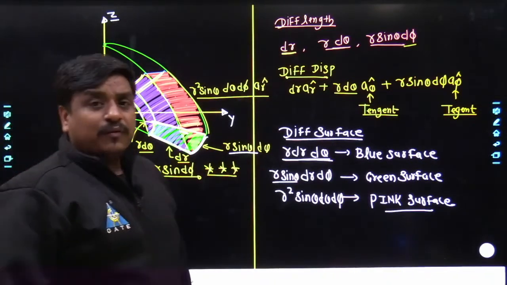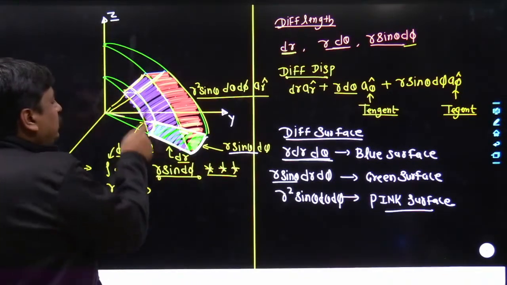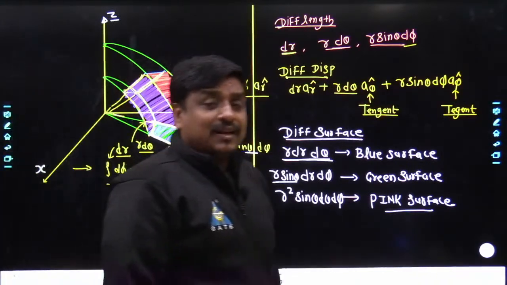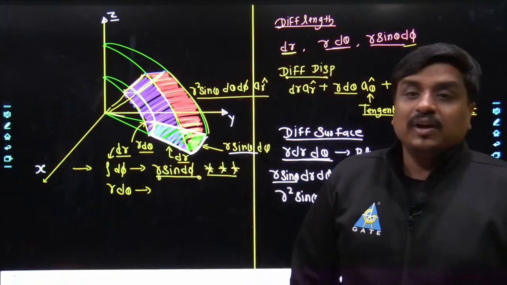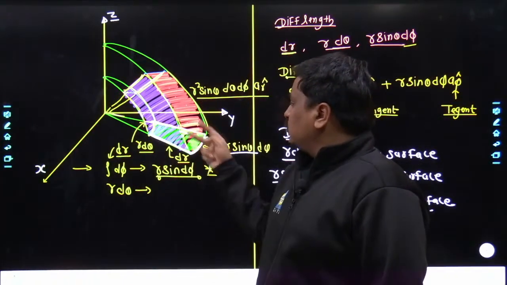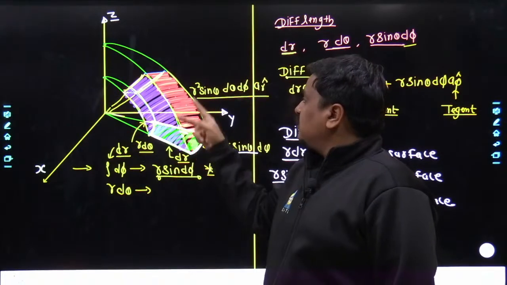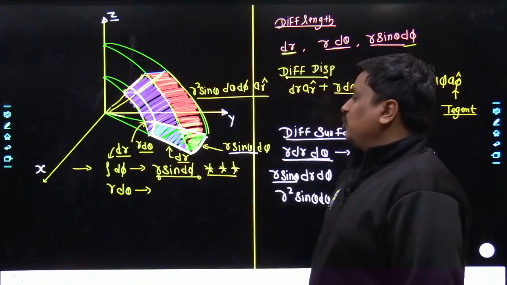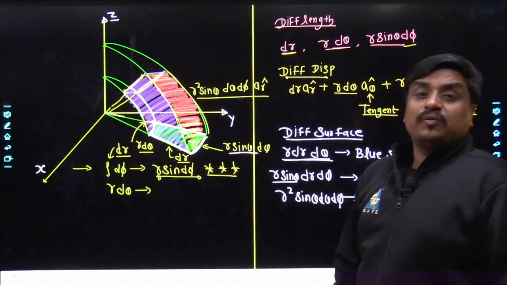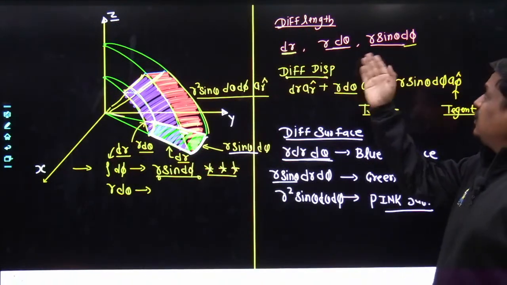So now total how many edges are getting added? The total 1, 2, 3, 4, 5, 6, 7, 8. 8 differential lengths are getting involved, no? Here goes 4, here goes 4. So what I would be doing over here, you can calculate those differential lengths, they have come because of r, then theta and then phi.